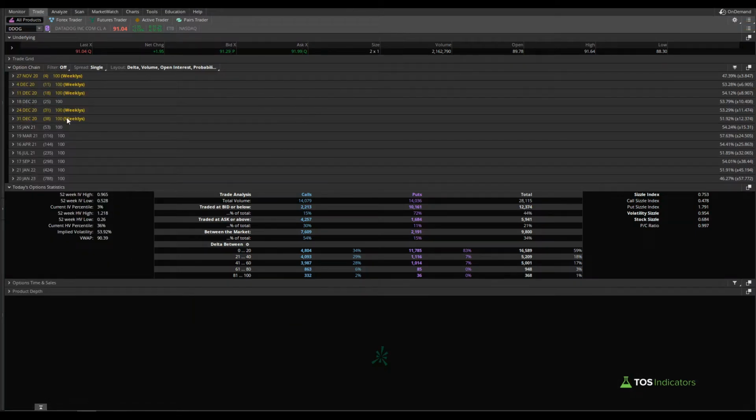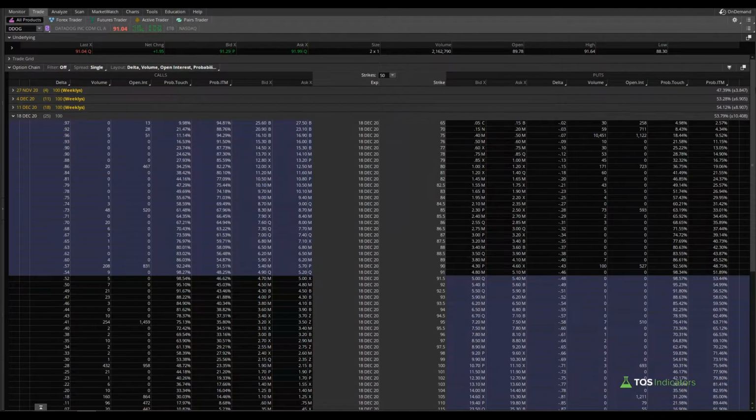So we come into the trade tab. This would be the closer dated options. So this is 25 days to expiration. You'll notice the expected move here is also 10 bucks, so it accounts for a move potentially up to 100. So those are a couple things I like about this cycle.